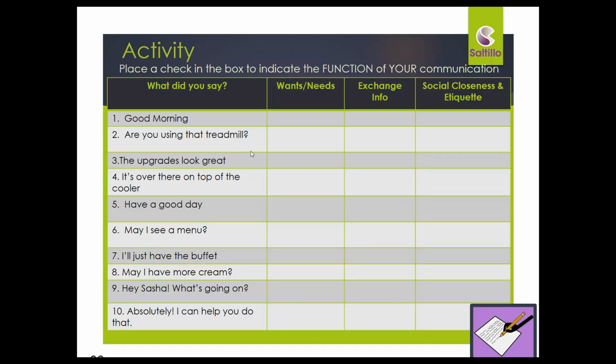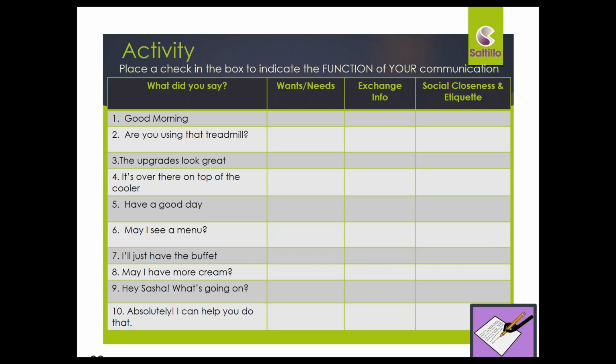Okay. So what I want you to do now is go ahead, and if you've done it on the piece of paper that is there for you under the materials section, that's awesome. If you just have it on a sheet of paper, that's great. What I want you to do is put a check mark next to each one, whether it's wants or needs, an exchange of info, or for social closeness and etiquette. Like why you communicated those things. Were they wants or needs, exchange of information, or social closeness and etiquette? I'll give you a little bit of time to just jot down what each one was.